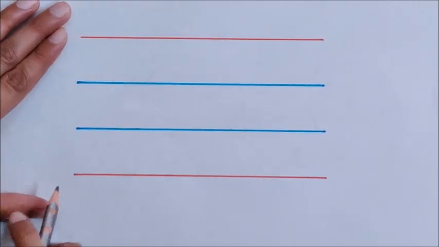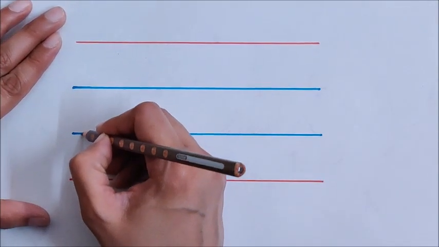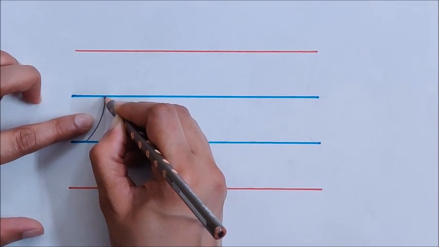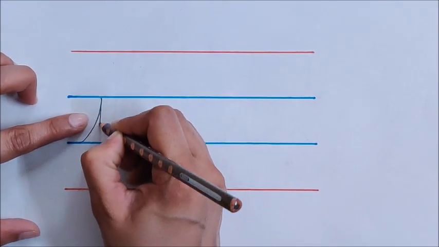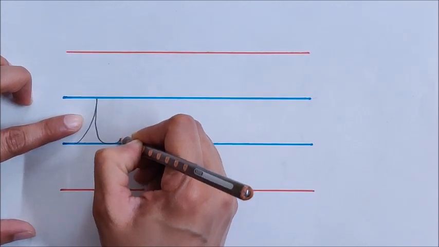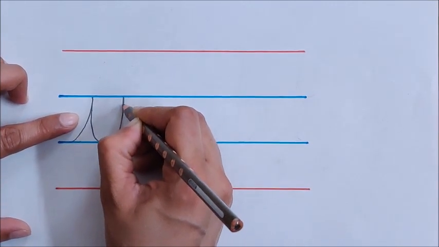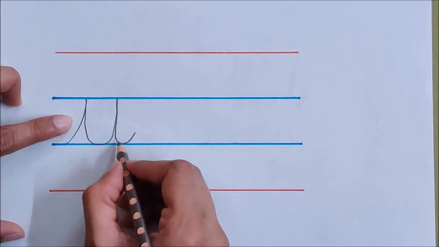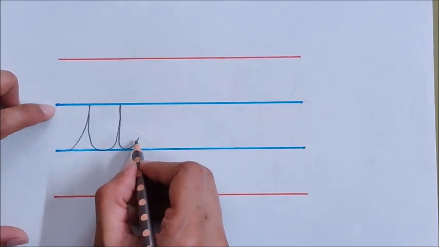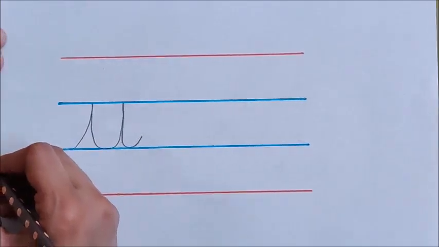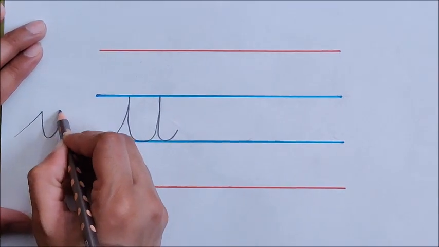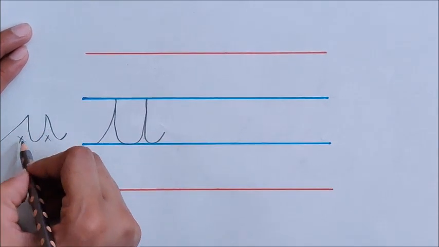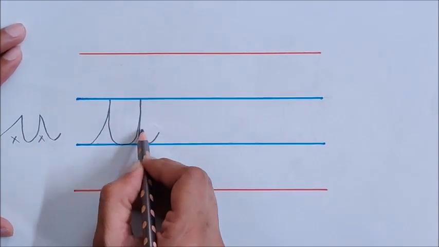Now let us see how to write letter U. Go up, touch the blue line, come back on the same line, children, come back on the same line, and then again go up and come back on the same line. This is U, and a small tail here. You write U like this, don't write U like this. No, this is wrong, you have to come back on the same line like this.